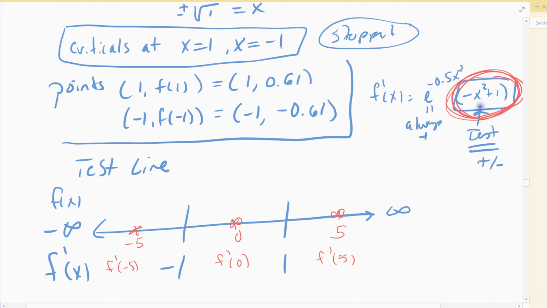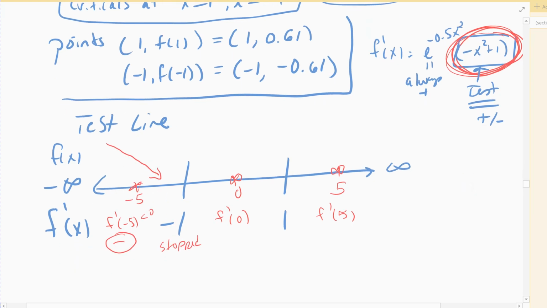When I take negative 5 and plug it into negative x squared, well, I'm going to get negative 25, right? Negative 25 plus 1, and so that's going to come out negative 24. So this is negative, which means my function's moving down, right? Decreasing. Then it stopped, right? At the negative 1, the critical moment, horizontal tangent, stopped.